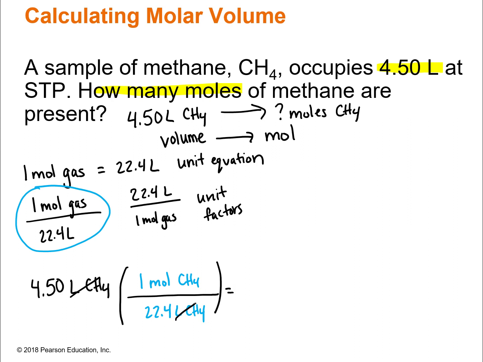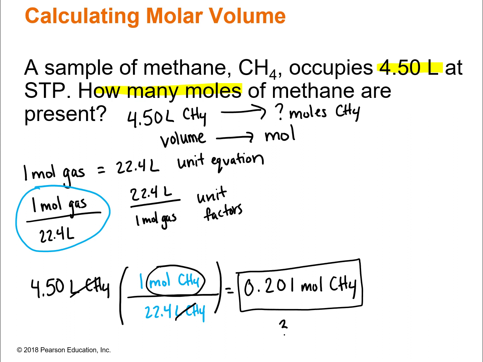Our units cancel. We're left with moles. You take 4.5 and divide by 22.4. With 3 sig figs, we get 0.201 moles of methane.